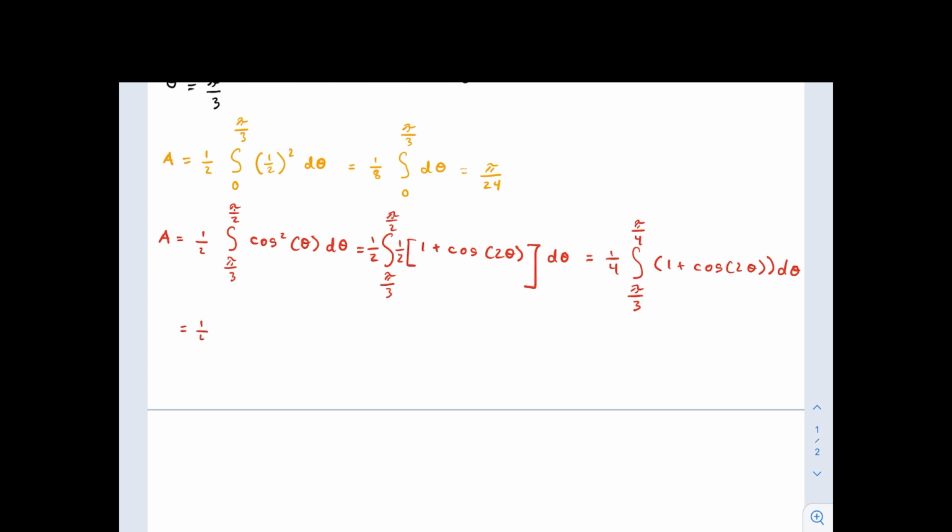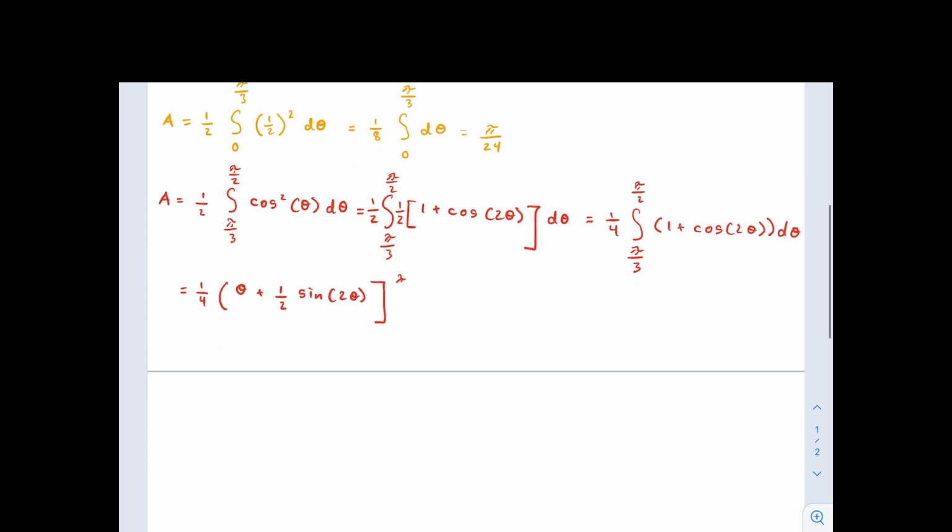So we're left with 1/4 theta plus 1/2 sine of 2 theta at pi over 2. Oh, I made an error here. This should be pi over 2. And this is going to be pi over 3.